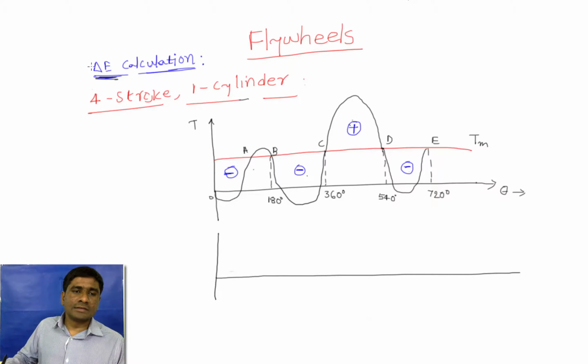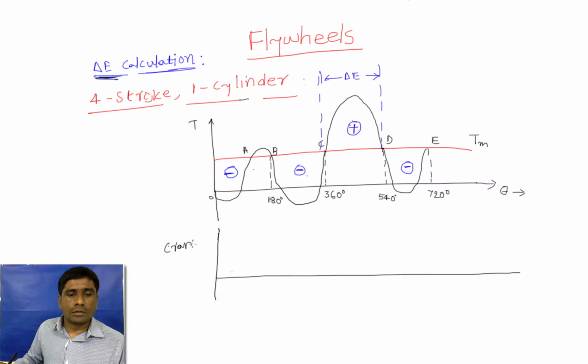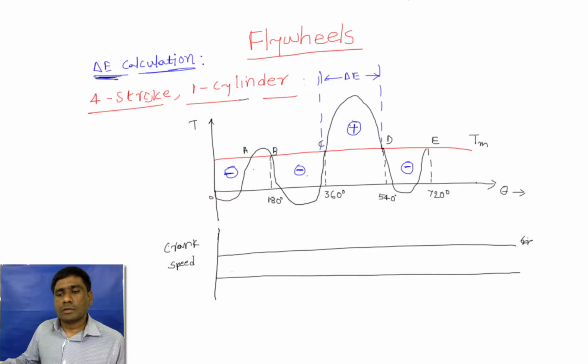So what is delta E? This is the delta E maximum. So we know that this part will turn out to be the delta E, and we will see how that can be deduced from the crank speed versus theta diagram. So here we will see this as the crank speed. Let's say this is the mean speed of the crank. This is the omega m, the mean speed, and I will draw equivalent points on this one.